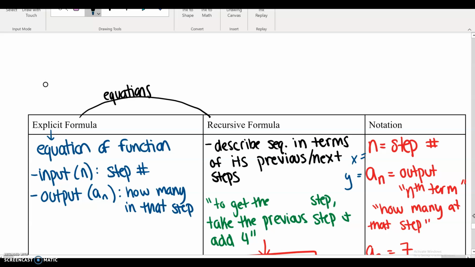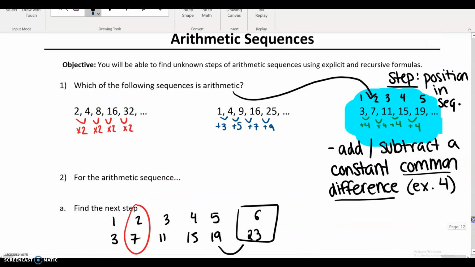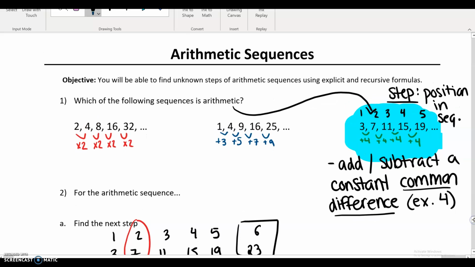Okay, so again, similar at step 1, the output would be 7, same idea here. Okay, and since I said it's kind of like the equation of function, I actually think it's useful to treat the sequence like it's a function to see how it grows, and then that can help us come up with this explicit formula. So this particular sequence we're focusing on today has a constant common difference.